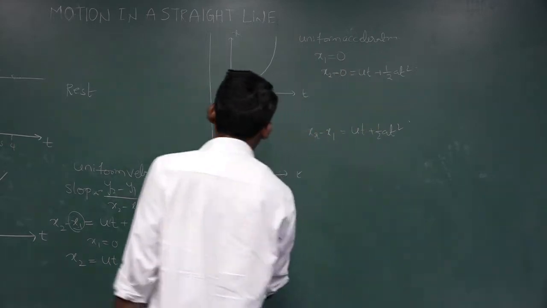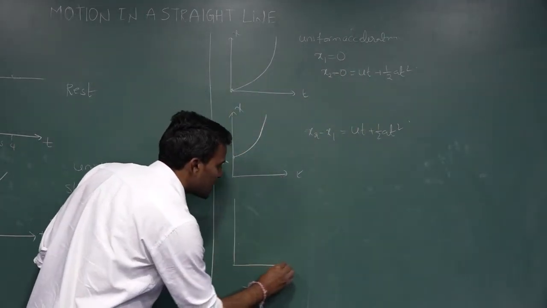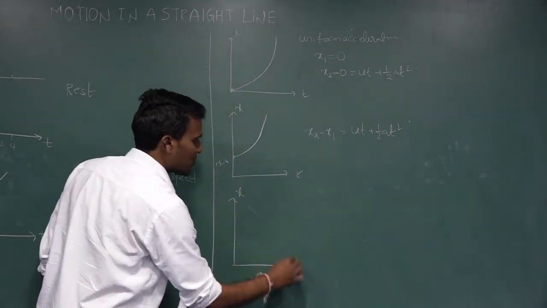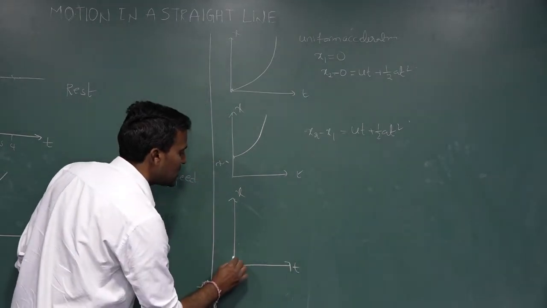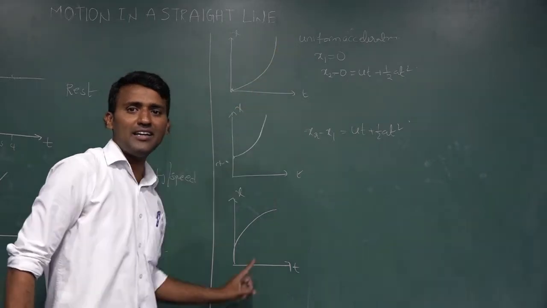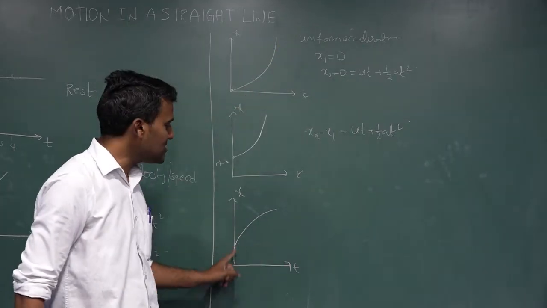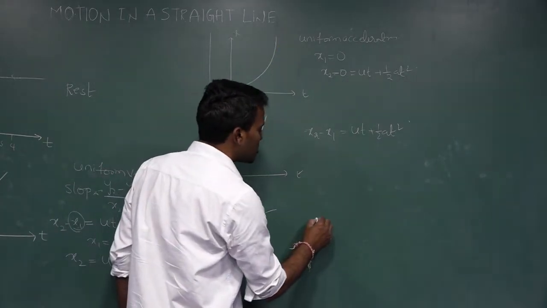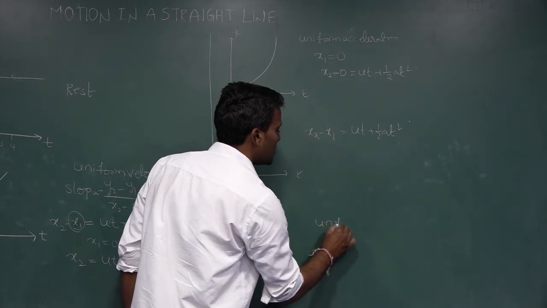And decreasing slope. How can we draw the decreasing slope in the position time graph? If you take it like this, this is decreasing slope. This is increasing slope and this is decreasing slope. And this decreasing slope is nothing but a retardation. Uniform retardation you can give.